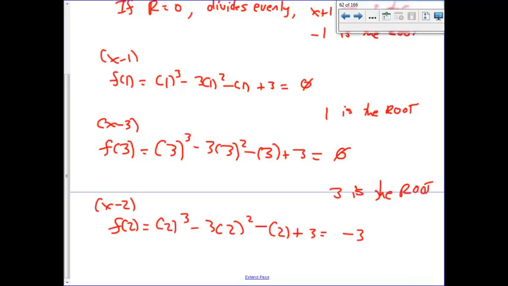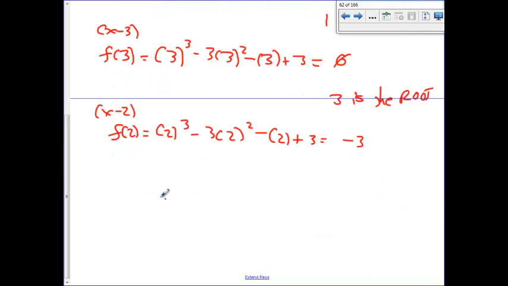Here's what this means then. Let's say you needed to factor this thing. Here's what it factored to: x plus 1, x minus 1, and x minus 3. If we were to FOIL that out, that's what the original equation probably was. Does that make sense?